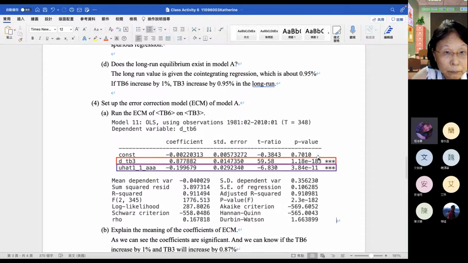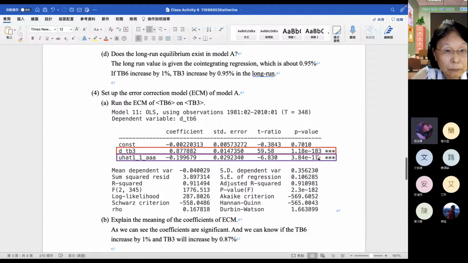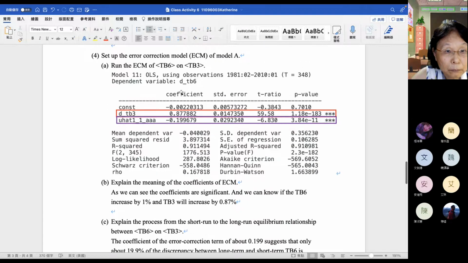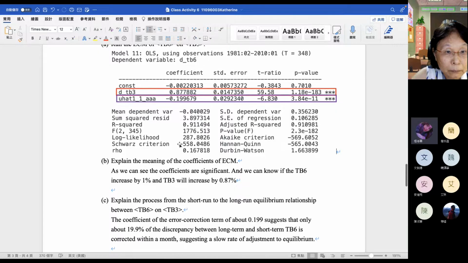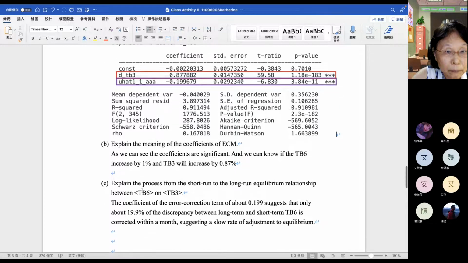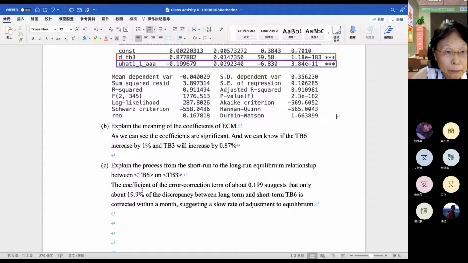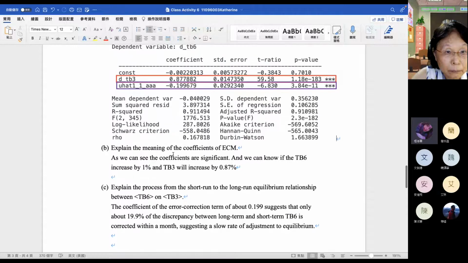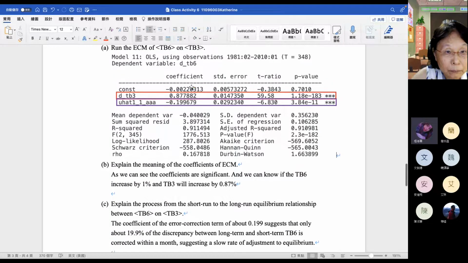And set up the error correction model of model A. The dependent variable is the difference of TB6. And as we can see, the coefficients are significant, and we can know if TB6 increases by 1%, TB3 will increase by 0.87%.